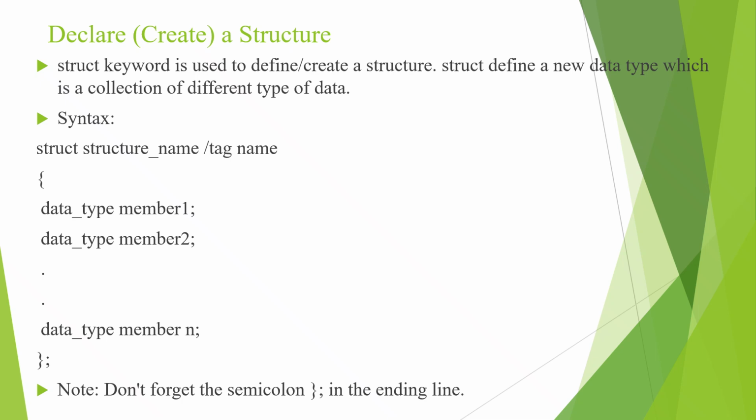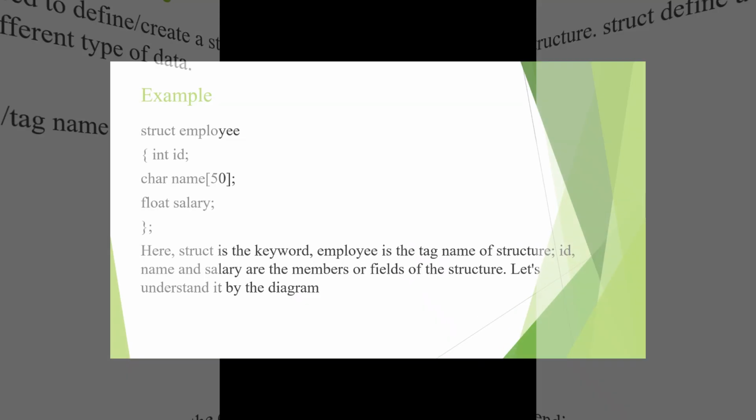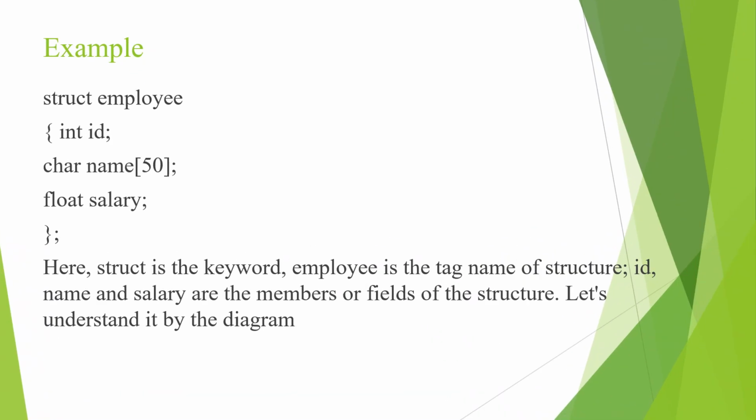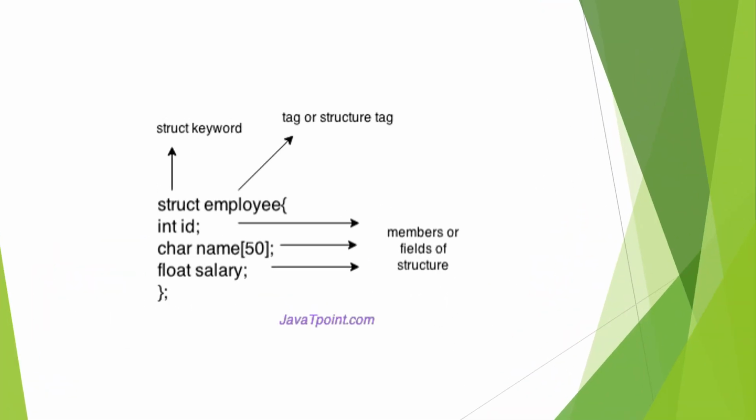Example, here employee is the structure name and ID, name, and salary are its members. These members represent different attributes of an employee. This step only defines the structure, it does not allocate memory. In the given example, we can see struct is the keyword, employee is a tag or structure name, and ID, name, salary are the members or fields of the structure.